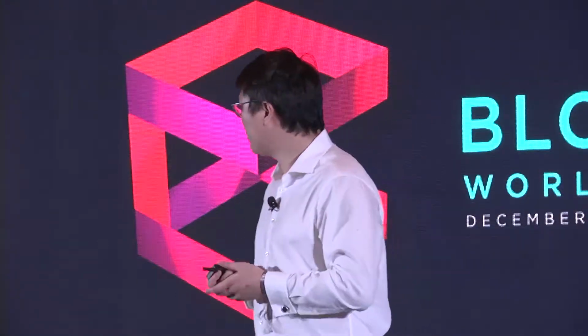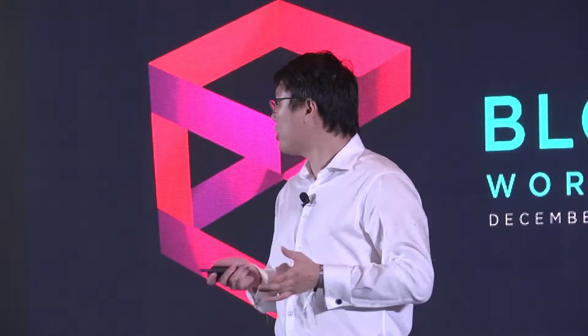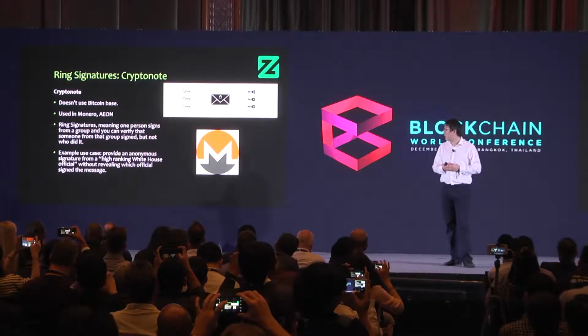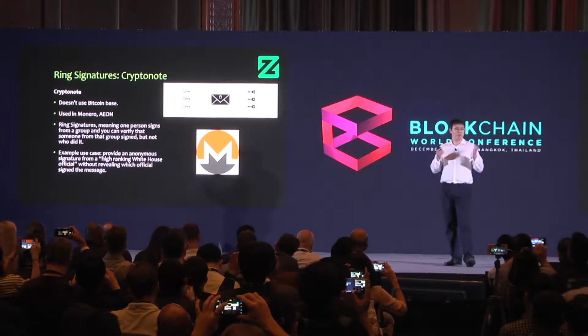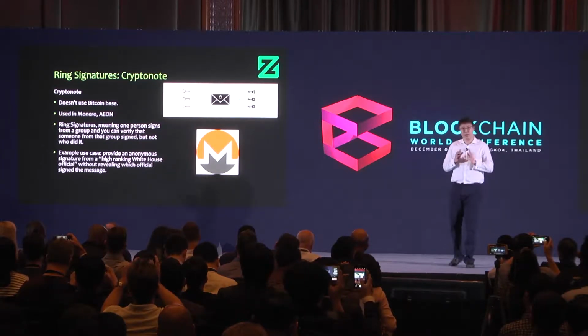So we'll move on to something called ring signatures and CryptoNote, which is a really interesting technology. It's used in Monero and Aeon as well. And basically, it doesn't use Bitcoin's base at all. It's a completely new code base. And a ring signature means one person signs from a group and you can verify that someone from that group signed, but not who did it.